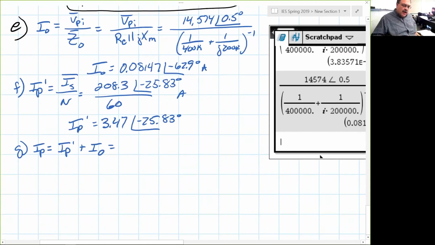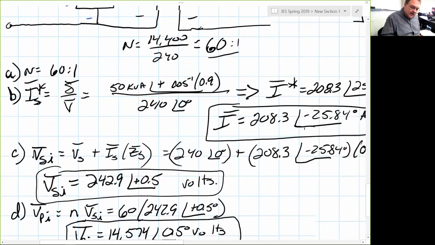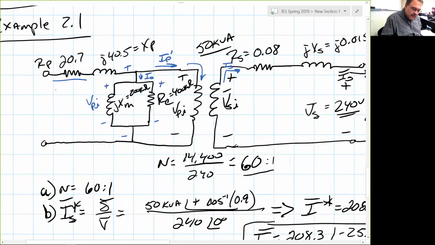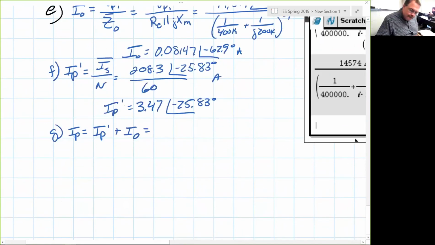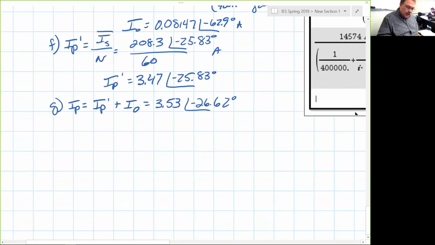So what's our primary current? Now, I primary then is going to be this current right here. What's that current? 3.53? Angle of negative 26.6. 6.2. Okay.